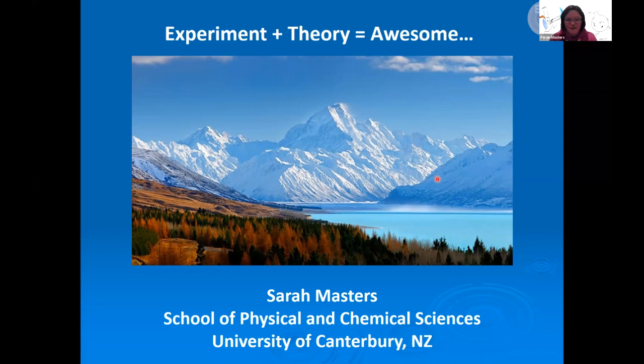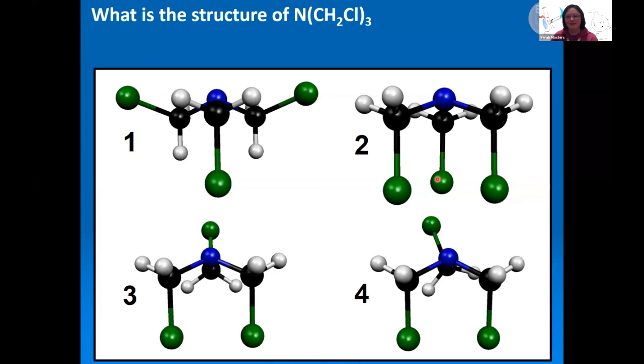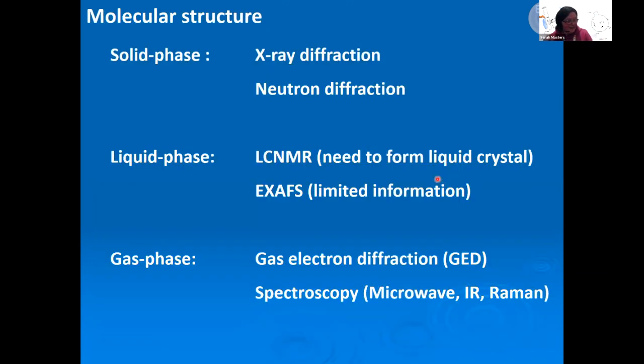So I thought I'd open with this particular question here, which is, what is the structure of this molecule? So this is tris-chloromethyl amine, and there are various options on the screen here. And I'll come back to this, and we'll talk about this in much more detail a little bit later on. But another question would be, how would you go about finding out what the structure of this molecule is? And that's what I do.